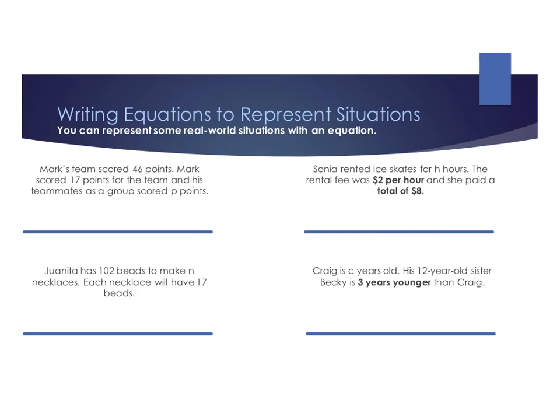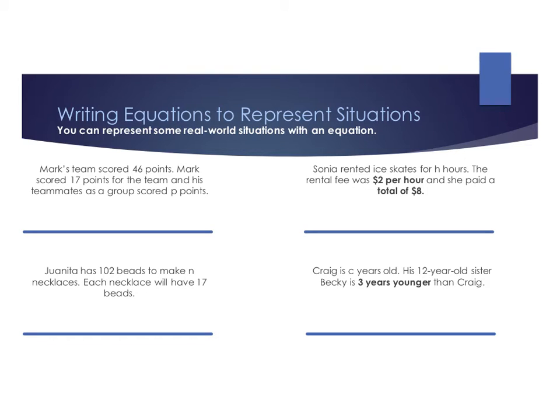On our last side here, we're going to be writing equations to represent situations. So it says that you can represent some real-world situations with an equation. Let's start this first one about Mark's team. All right, it says that Mark's team scored 46 points. Mark scored 17 points for the team, and his teammates as a group scored P points. I want to write an equation. There are several different ways that I can write this equation, and I'm just going to write one of them on this one.